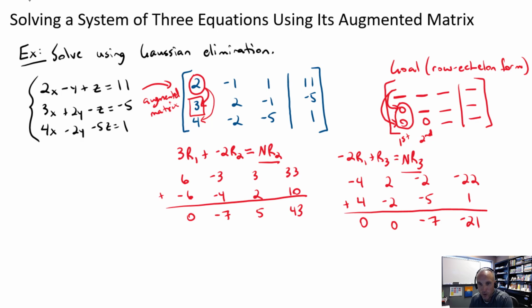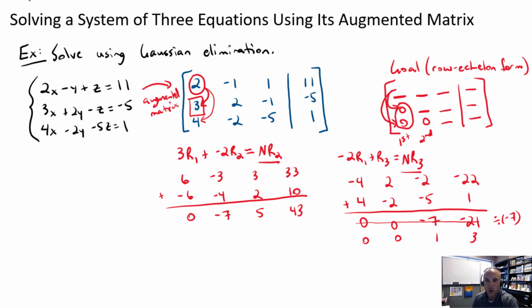Okay, 0x plus 0y minus 7z equals -21. And so since this is an equation, I can divide both sides by -7, which is handy here. So I'll just draw a light line through that. This is actually going to be my new row 3: 0, 0, 1, 3, if I divide everything by -7.